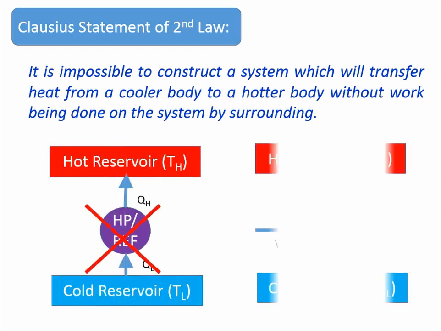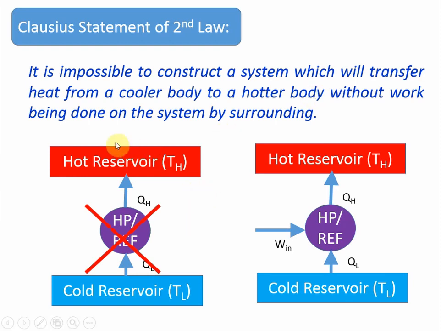Schematically, this type of a system is impossible. This heat pump or refrigerator transfers heat from a cooler body to a hotter body on its own. It's like a hot cup of tea getting even hotter by absorbing heat from a cooler surrounding, which is not possible. In order for heat to flow from a cooler body to a hotter body, there must be work done on the system. This is what the Clausius statement says.